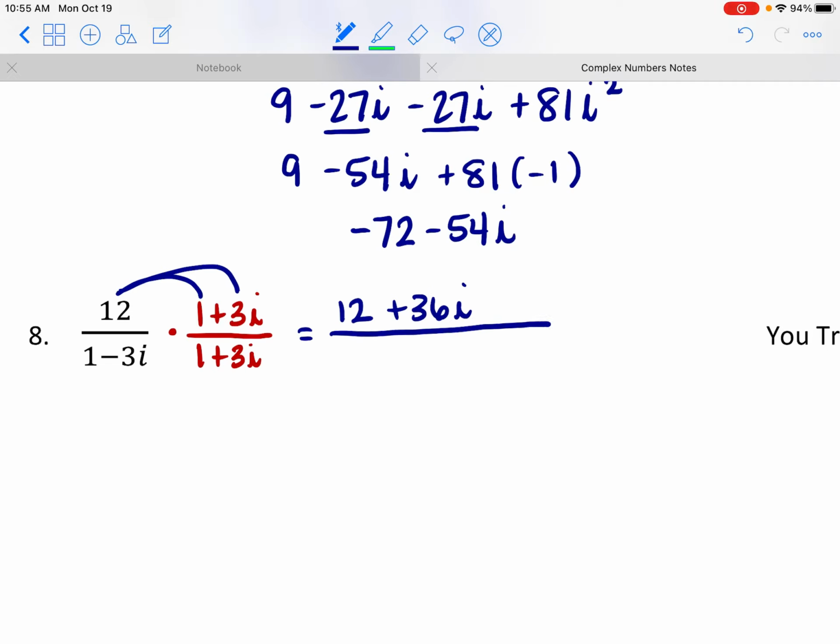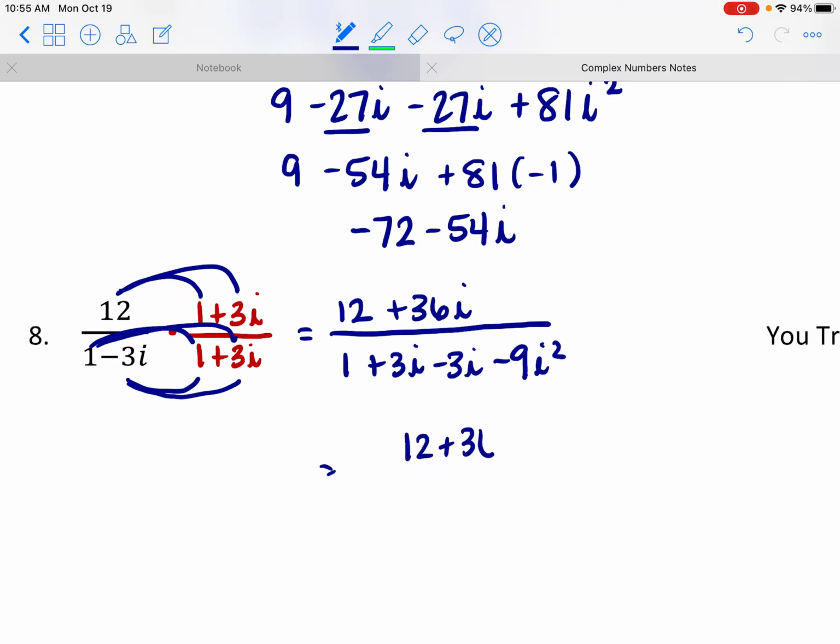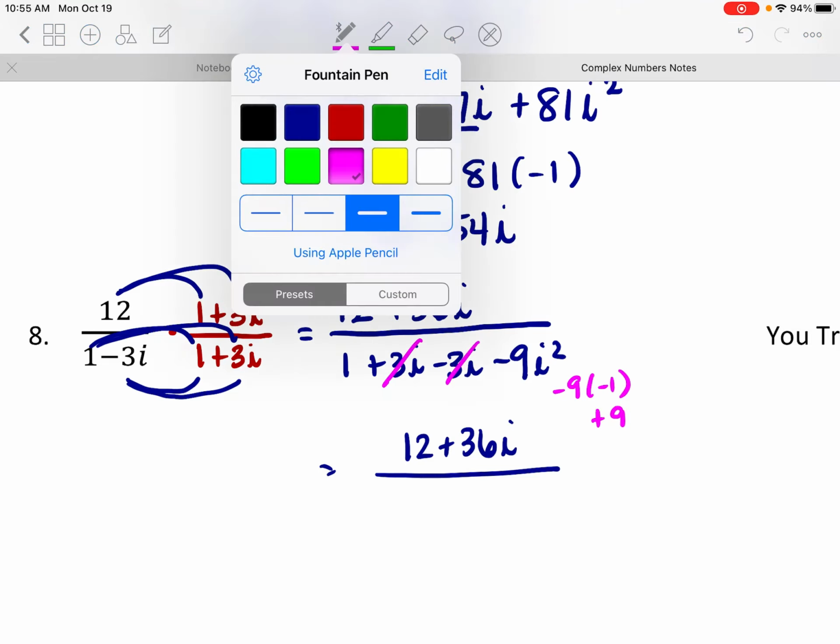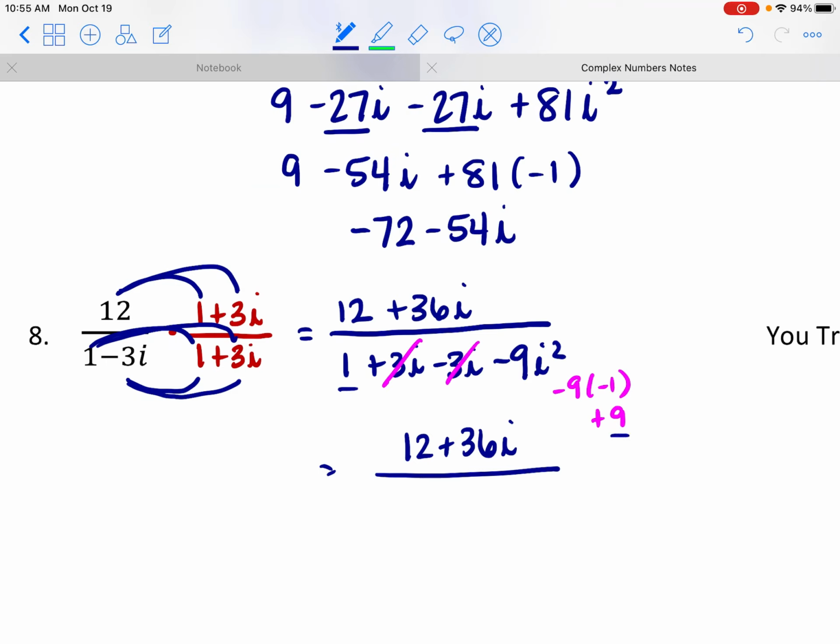On the bottom, which is where it gets a little more interesting, the 1 times the 1 is going to be 1. And the positive 3i that we get here is going to cancel with the negative 3i that we have here. And then the negative 3i times 3i gives us a negative 9i squared. And so 12 plus 36i in our numerator. In our denominator, again, these positive 3i, negative 3i cancel. And I know that this negative 9i squared is really going to be a negative 9 times a negative 1, which makes it a positive 9. So in our denominator, I've got the 1 and the 9, which gives me a 10.